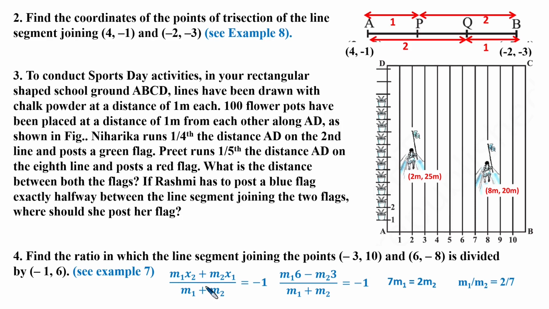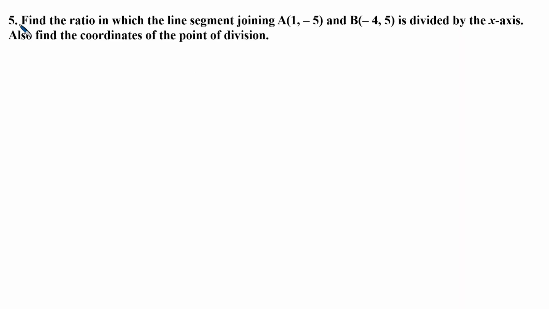So here I have shown what I have said. Just go through it. 5. Find the ratio in which the line segment joining A and B is divided by the x-axis. Also find the coordinates of the point of division. So the x-axis is dividing the line from A to B, and we are asked to find the coordinates of that intersection point. So how do you do it?